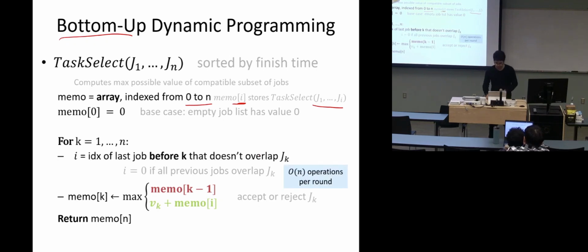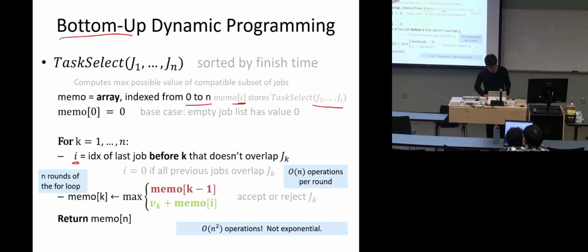Now there is an easy way to analyze this algorithm. You can compute i the easy way by just scanning through the jobs. That takes n time, and there are n many iterations. So the running time here is going to be n squared instead of exponential.